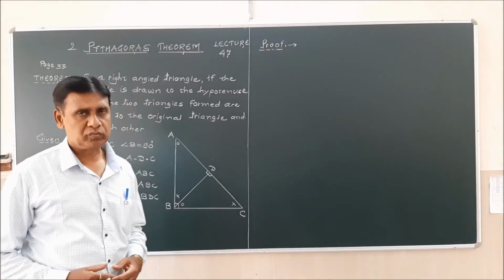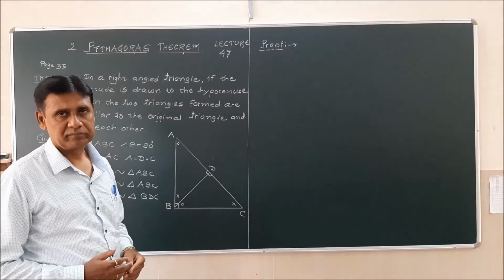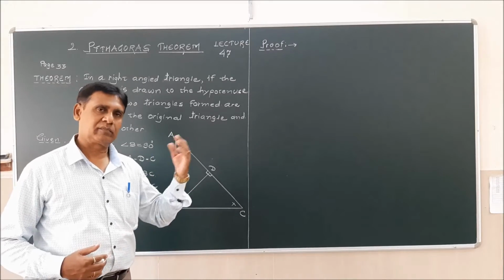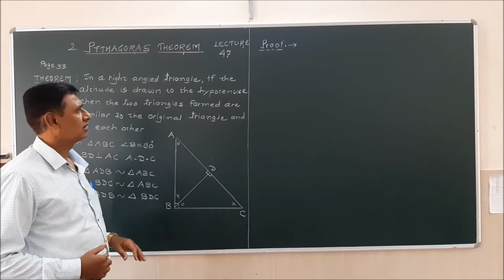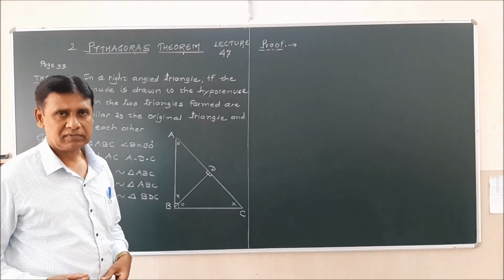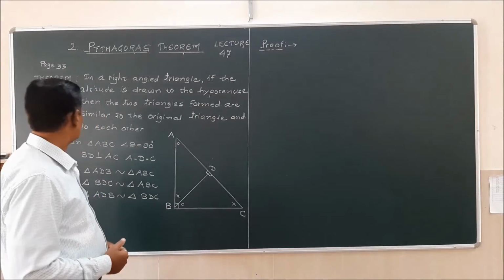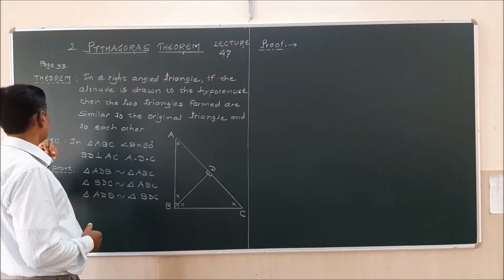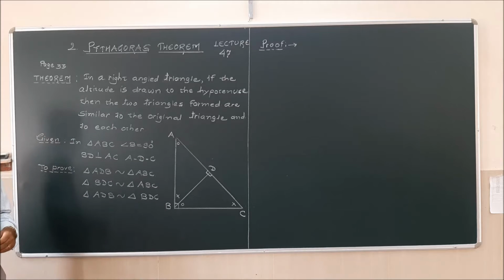From today we are going to start the second chapter, Pythagoras theorem. Since you all have been studying this theorem right from 5th standard, it is easy to understand so far. You have learned the applications of Pythagoras theorem, but now we are going to study the proof. First of all, we'll find this theorem, which is given on page number 33. Try to understand the statement of the theorem.